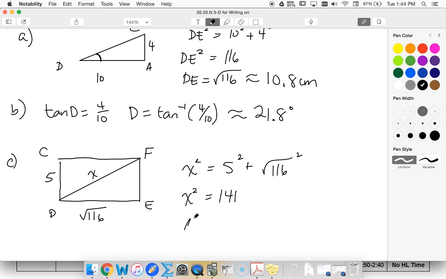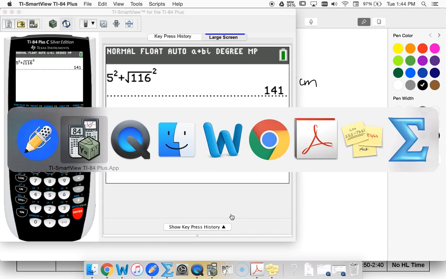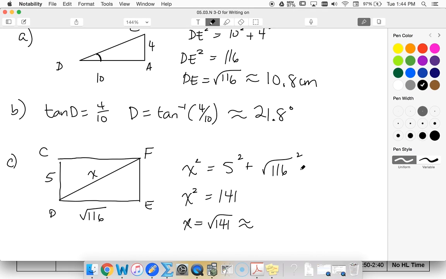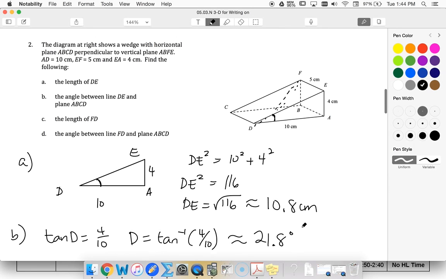So x is exactly equal to square root of 141, or approximately equal to square root, go up and choose it, 11.9. And we had units, so I'm going to call those centimeters.